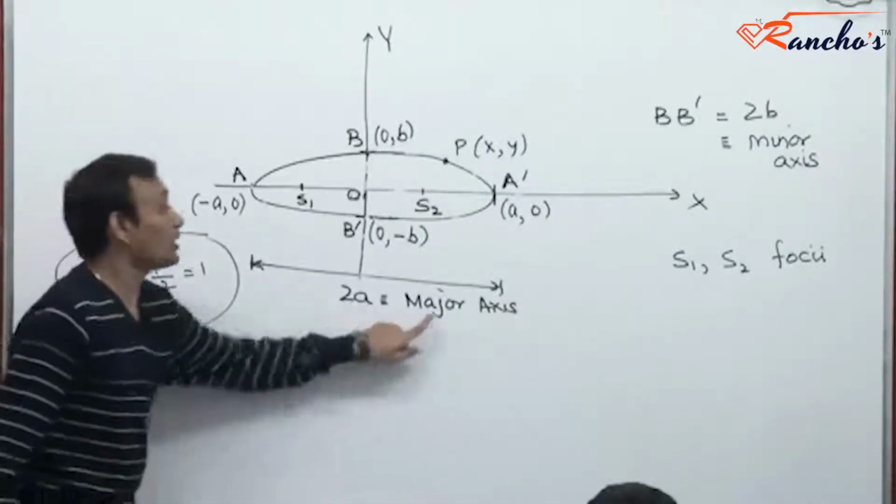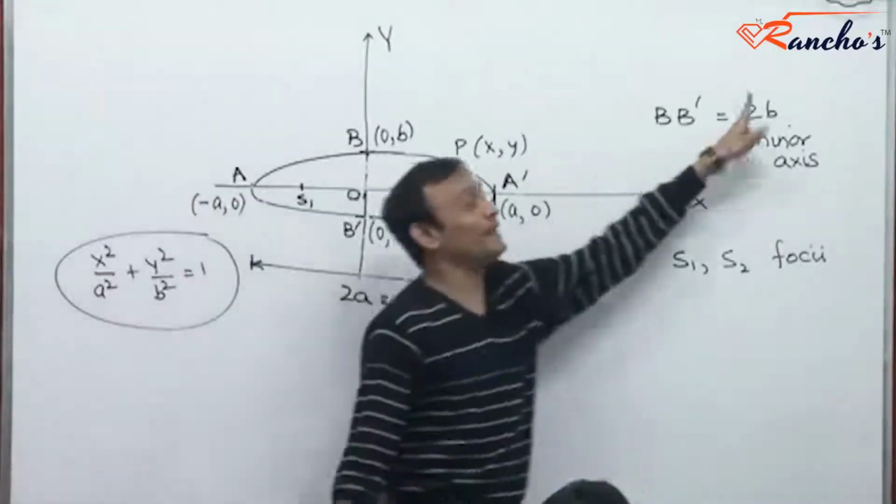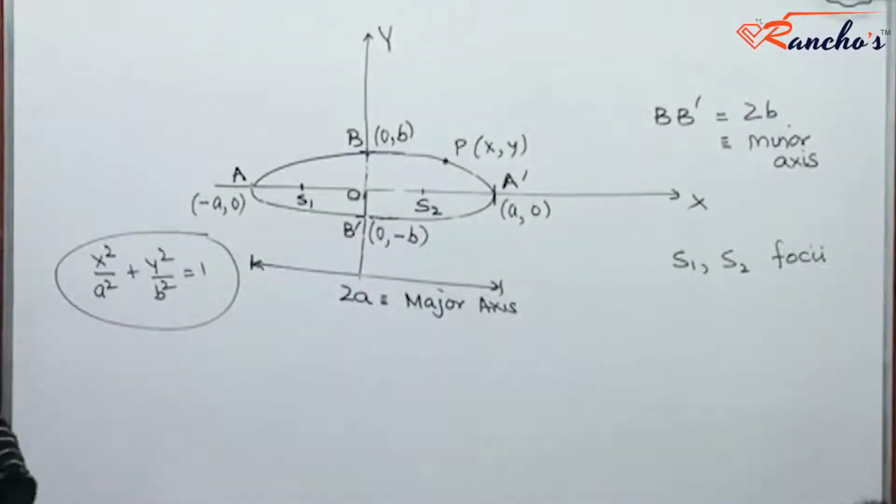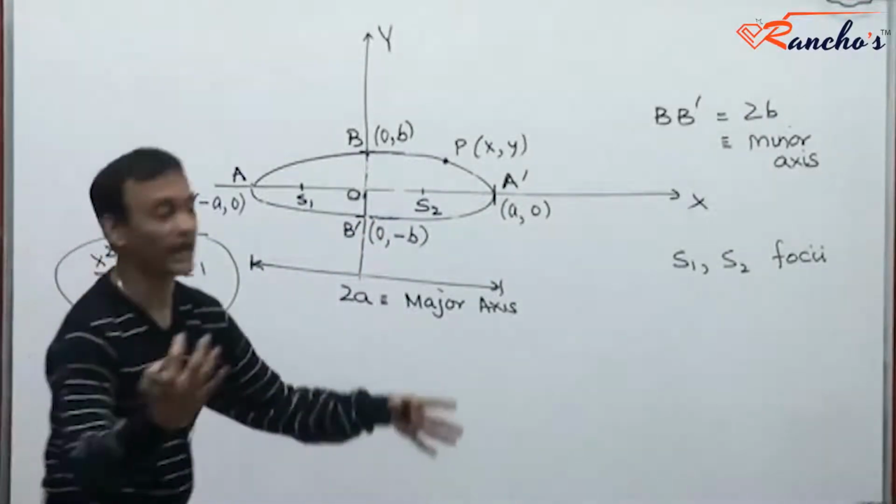Small a is called the semi-major axis. Small b is called the semi-minor axis.